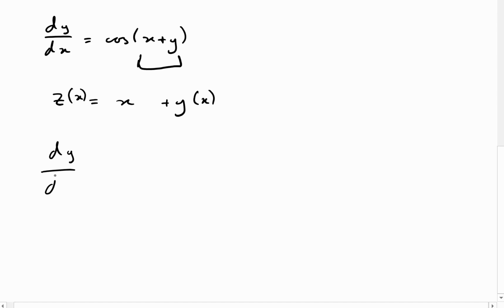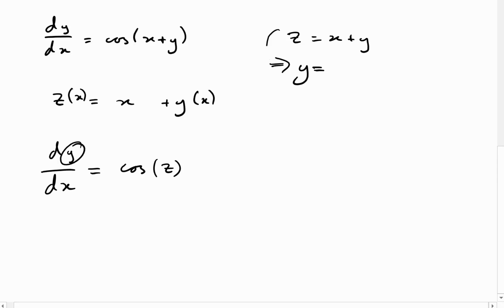So we can make the substitution now. dy by dx is equal to cos of z. I've just made a substitution for x plus y, so z equals x plus y. But we also need to make a substitution for this y here. From this z, we can just say that y is equal to z minus x. So if we make the substitution, we end up with dy, which is z minus x, equal to cos z.